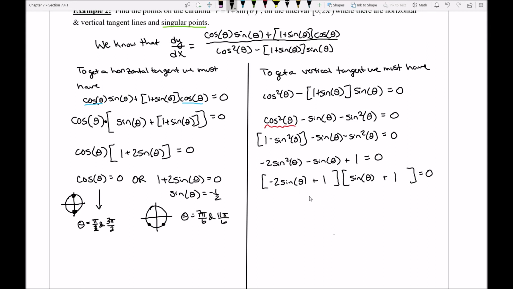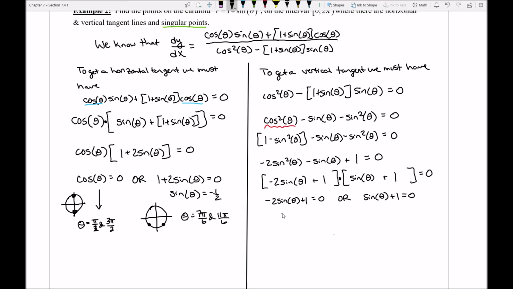This will work perfectly. Again, since I have two things now that are multiplied together to equal 0, it's easy to deal with each of these separately. So I have negative 2 sine theta plus 1 is equal to 0, or sine theta plus 1 is equal to 0. So let's see.